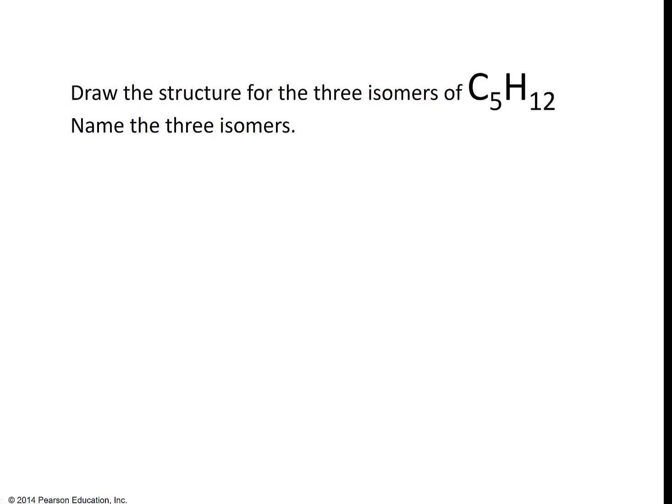So here, I want you to draw 3 structural isomers of C5H12. So C5, what could you do? What would be the carbon arrangement of one of these? Straight line. Straight line, okay? So everybody got this? I could go like this. 5 carbons in a row, yes?